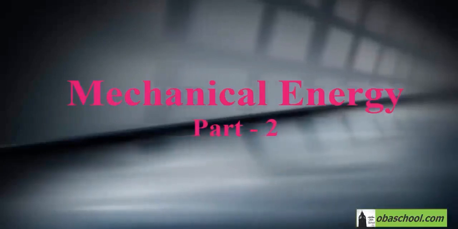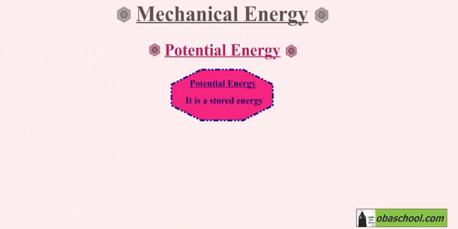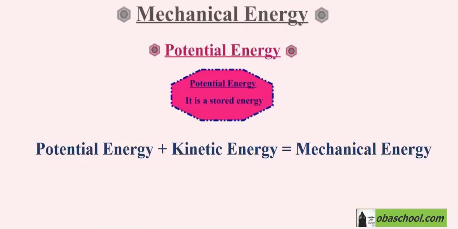In this tutorial, we're going to talk about mechanical energy, part 2. Mechanical energy. Start with potential energy. It is a stored energy. The human body's energy comes from the digestion of food that transforms into chemical energy, and that is where you get your energy from. Let's take this equation.